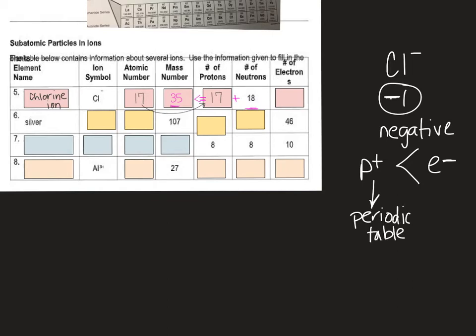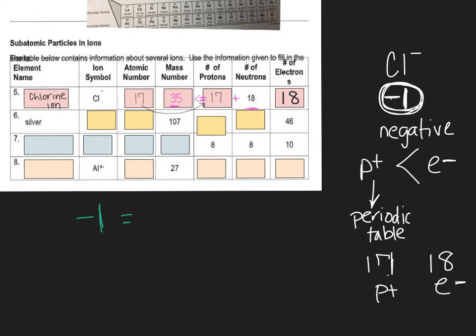Right? So if I already know that we have 17 protons, but because of this -1 charge up here, I have more electrons, okay? That means that I'm going to have 1 more electron. So that would be 18 electrons. Okay? So I can write that in there. Another way we could have done this one is you could have used a little bit of algebra. You can put your -1 as your charge.